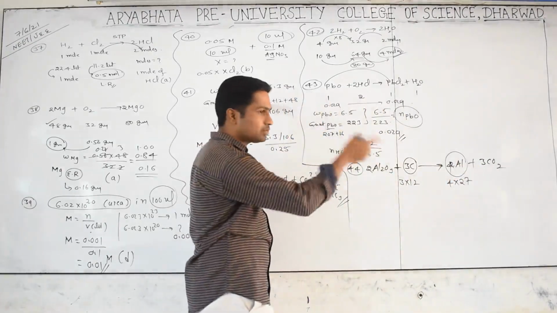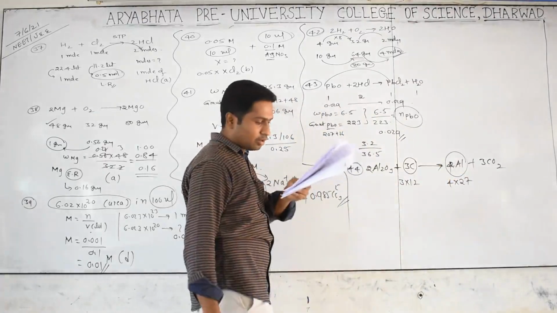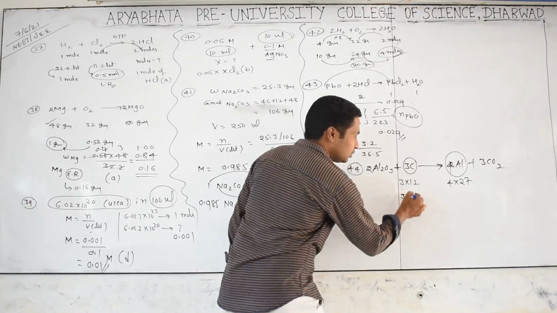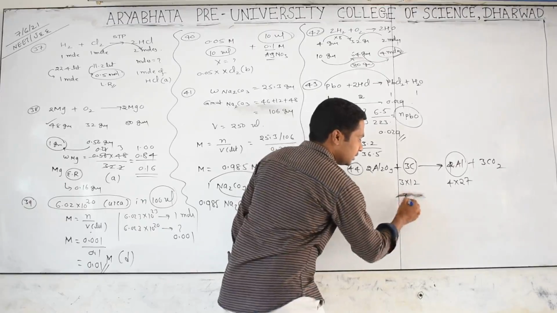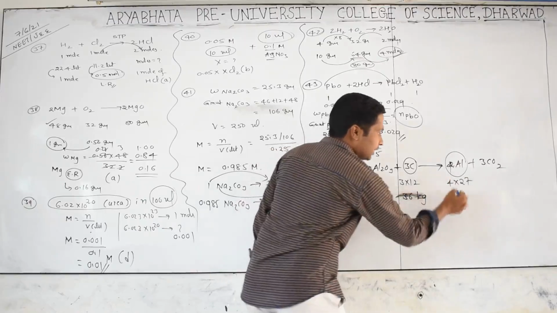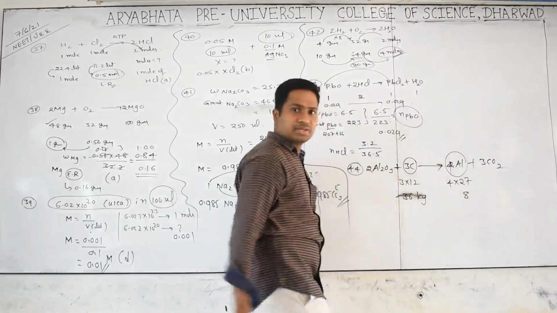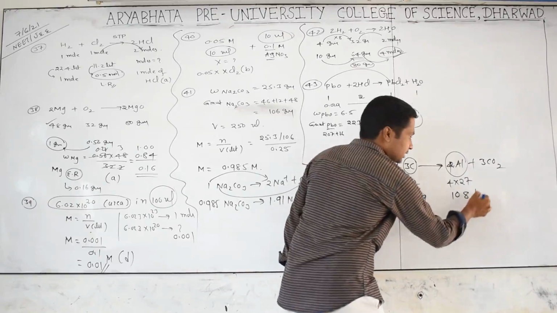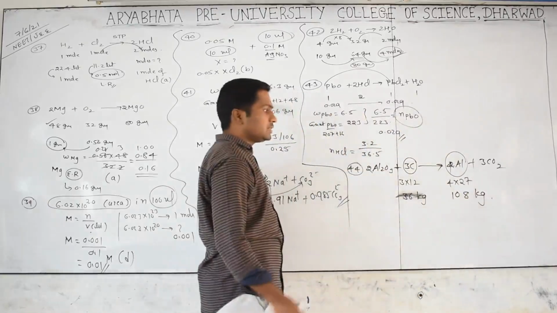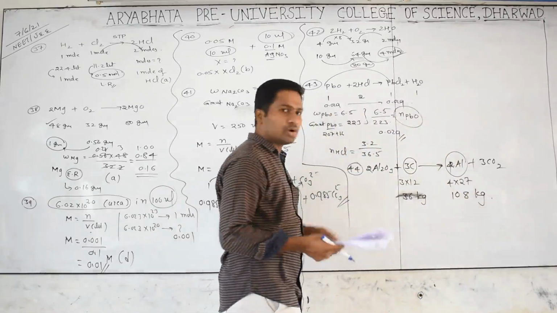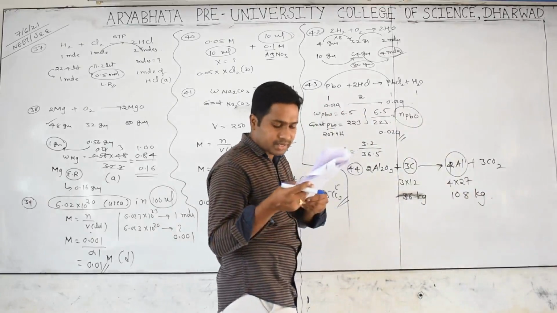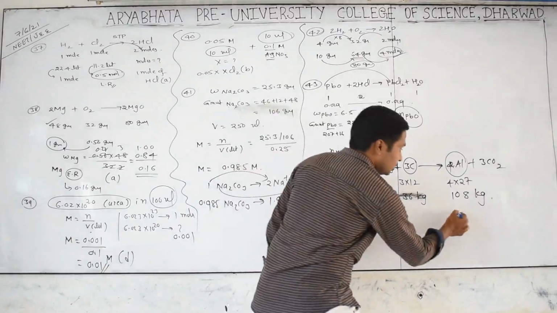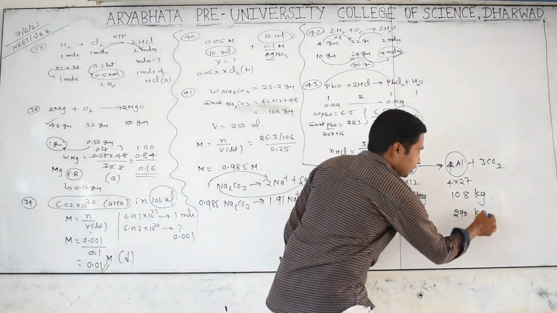36 grams gives that much, but how much aluminium is he given? Converting into kgs, 3 into 12 is 36 kgs and 4 into 27: 4 sevens are 28, 4 twos are 8, 8 plus 2 is 10, so 108 kgs. So 36 kgs gives 108 kgs, but we are getting 270 kgs of aluminium.